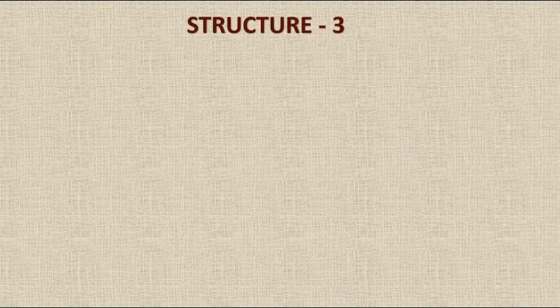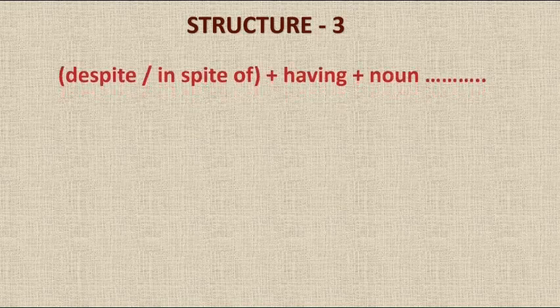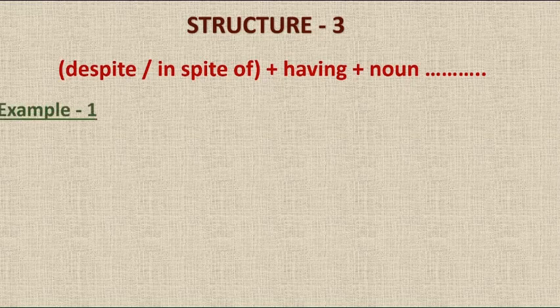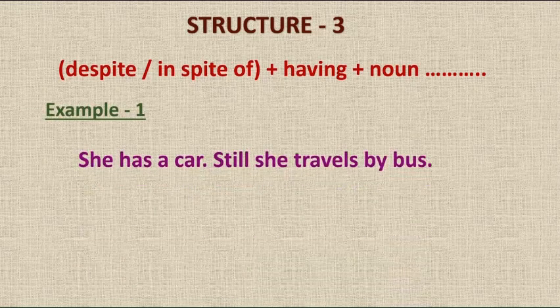Now let us see structure 3. In this structure we write having after despite or in spite of, then a noun, and then it is followed by the main clause. This example makes it clear. Look at these two sentences. She has a car, still she travels by bus. Generally we use this structure when we find has, have or had in the sentence.